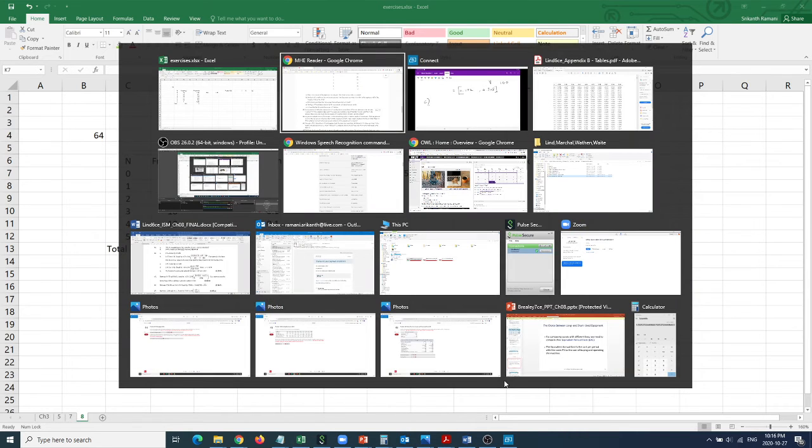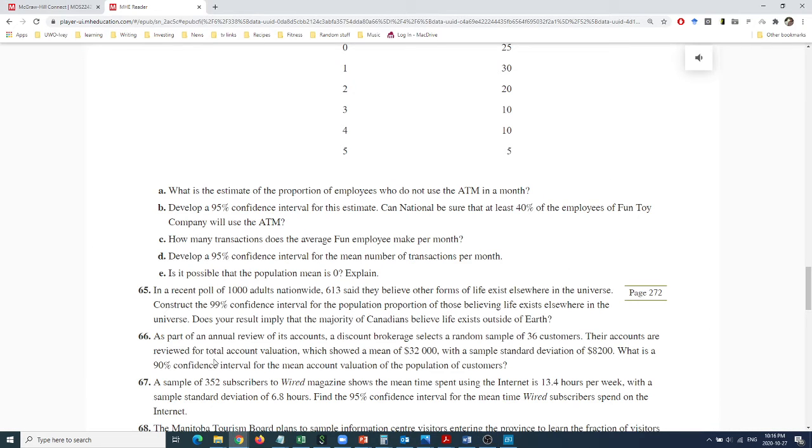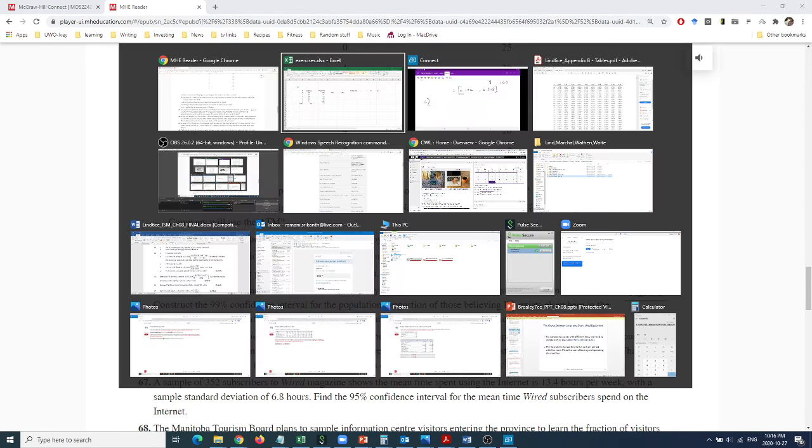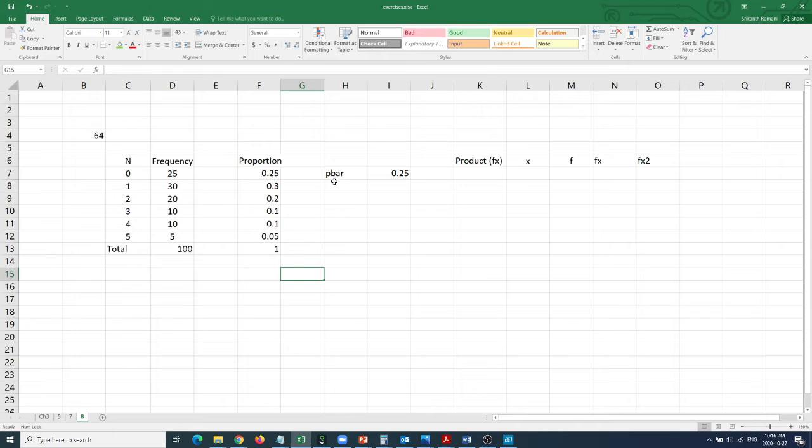Part C. How many transactions does the average employee make? Okay. So let's actually find out the product. The product is going to be: the first employee makes 0 transactions, 25 people make 0. And once you compute this, it's going to be the sum.